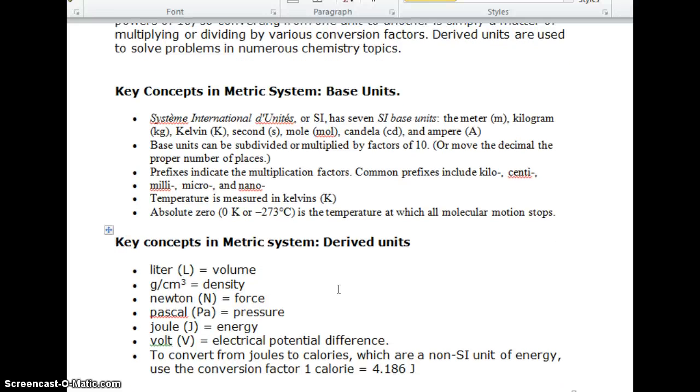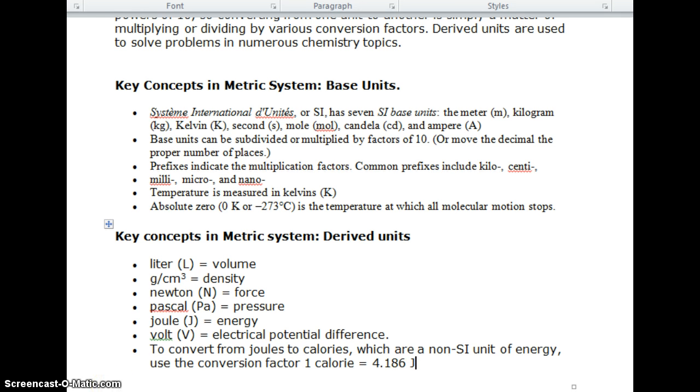And to convert from joules to calories, so remember calories are not SI units, but it is a unit for energy. We use the conversion factor, 1 calorie equals 4.186 joules. Again, they will give this to you on the quizzes. You just need to know how to manipulate it through algebra, which we're going to talk about in this section.